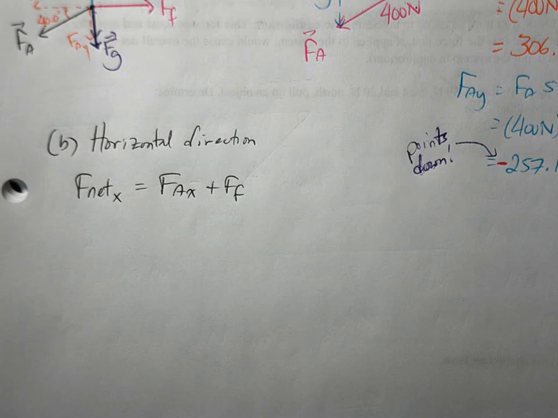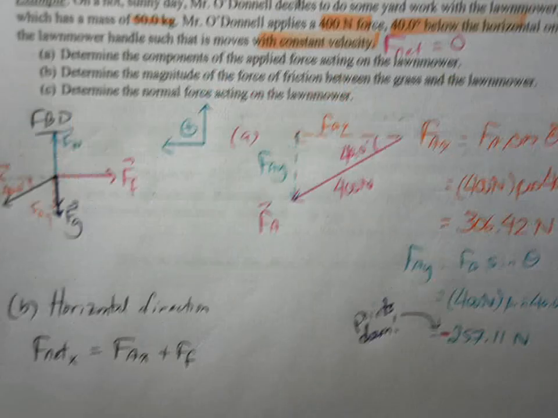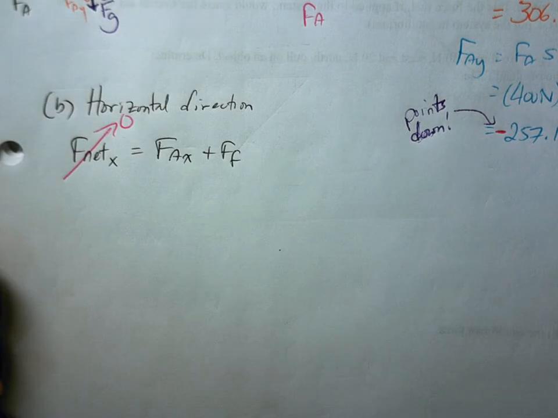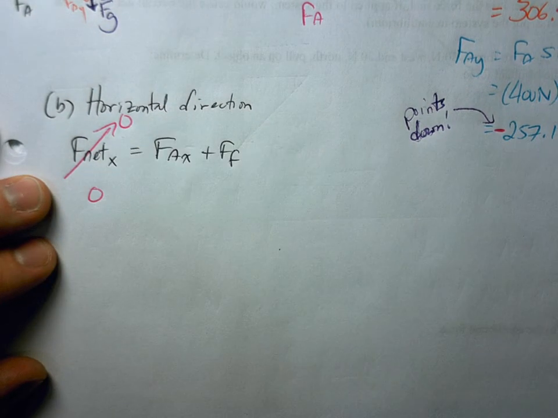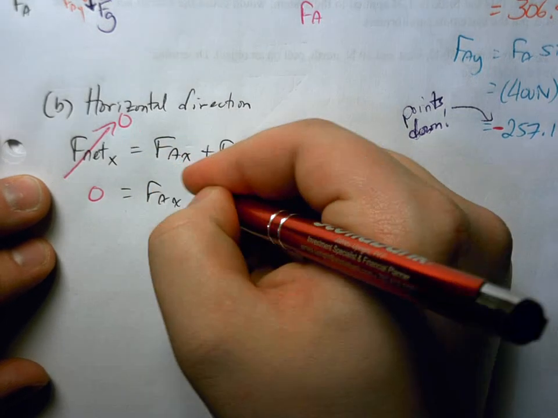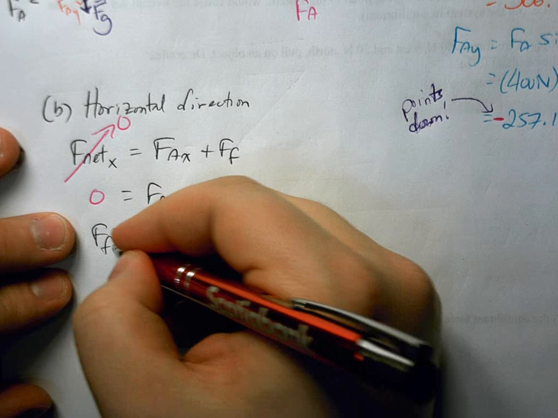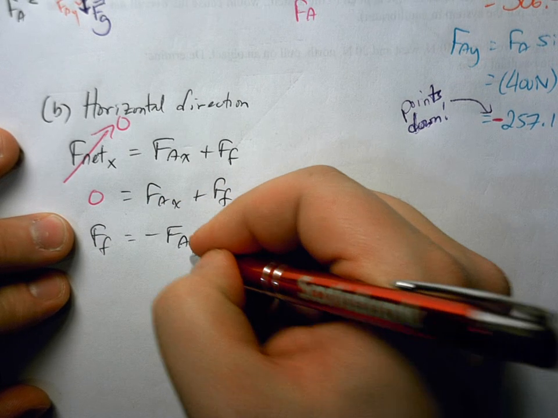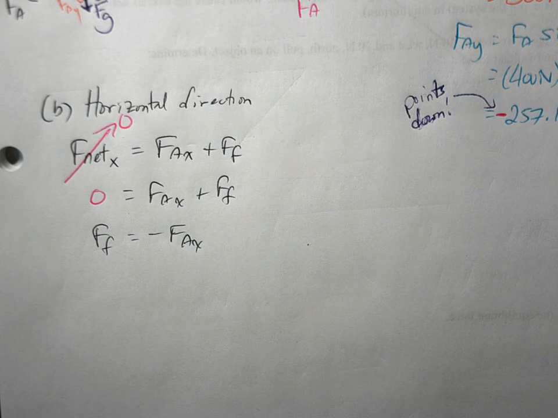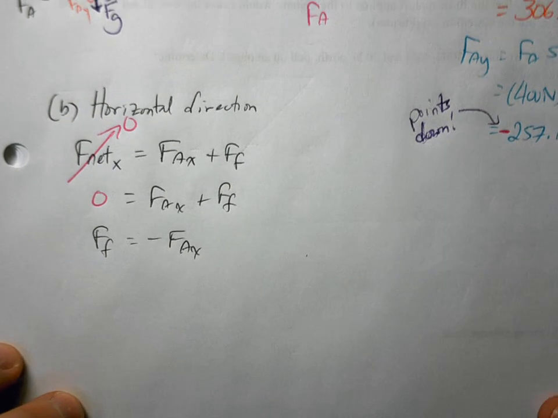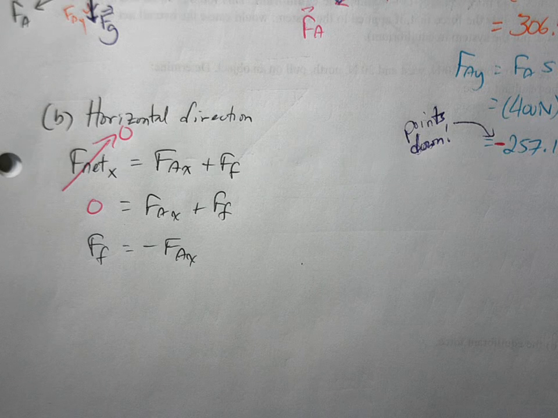Well, the other thing, as I asked you to be mindful of earlier, constant velocity, net force is 0, so this piece is going away. So we're going to have 0 equals FAX plus FF. What this is going to tell us is that the force of friction is going to be the negative of the x component of the applied force. Because this thing's moving at constant velocity, those two pieces have to balance each other out.